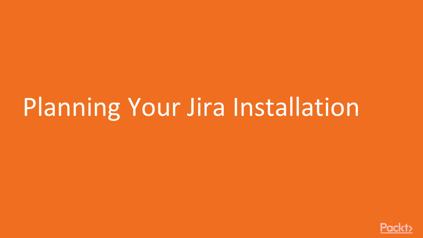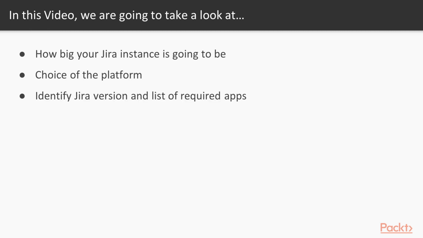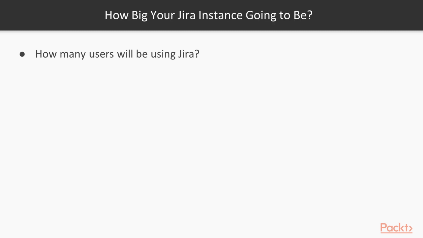Planning your Jira installation. In this video, we are going to take a look at how big your Jira instance is going to be. Then we will discuss the right platform that you need to choose for your Jira installation. Then we will discuss the right version of Jira that you need to identify based on the requirements and the list of required apps to fulfill your specific requirements. And finally, we will discuss how you should document the customizations and various use cases that you want to do in your Jira instance.